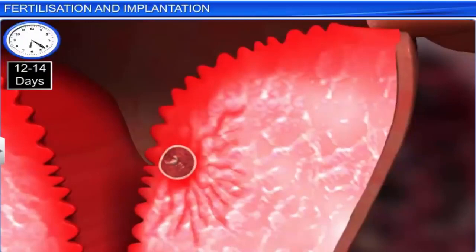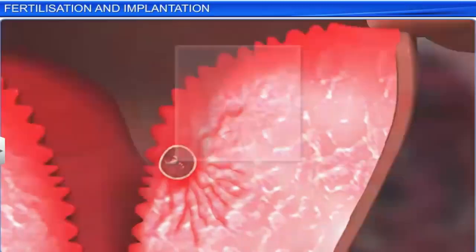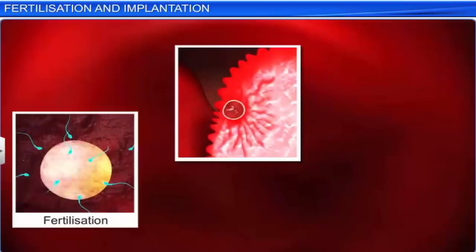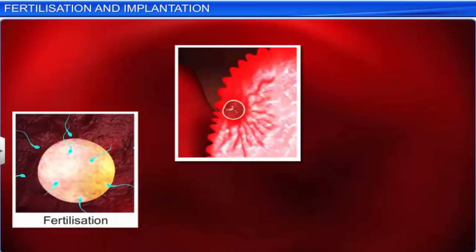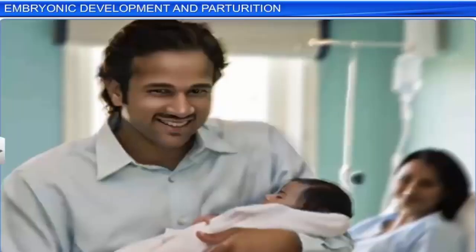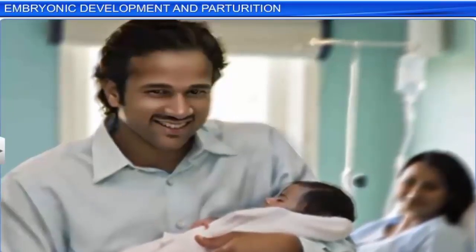Moreover, after implantation, inner cell mass cells get differentiated and begin to form the embryo. Embryo formation is thus a complex process that begins with fertilization and ends with implantation of the embryo. The joys of holding a newborn baby know no bounds.